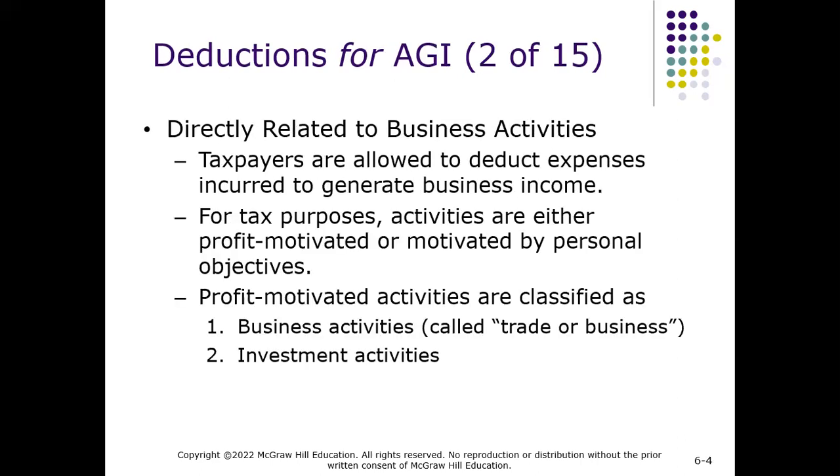So those directly related to business activities are those where we're allowed to deduct expenses from our business income. So on our Schedule C, which is for sole proprietorships, any expense allowed, which we'll be covering in more detail in Chapter 9, I believe, is a deduction for adjusted gross income, even though it's within our calculations for gross income.